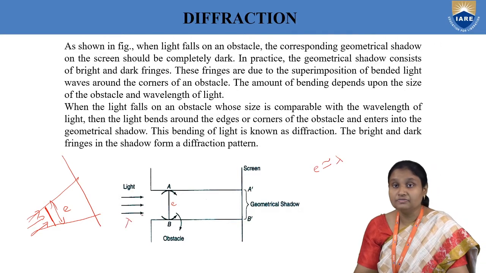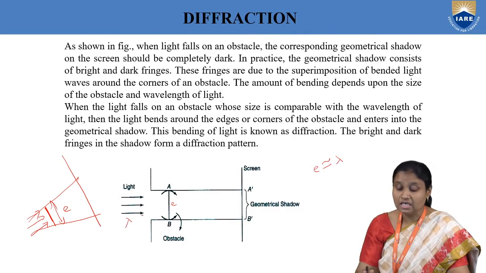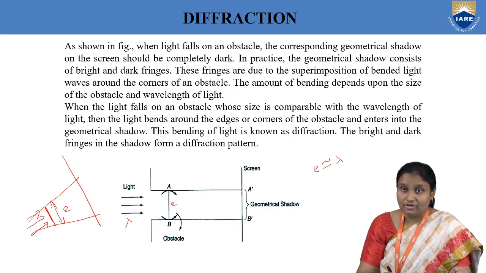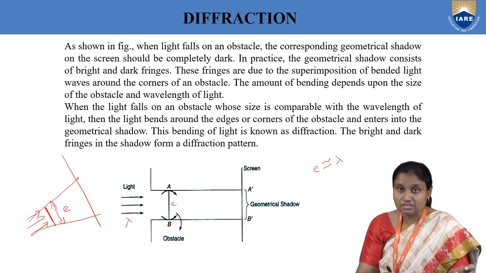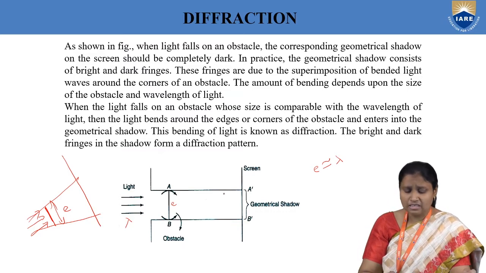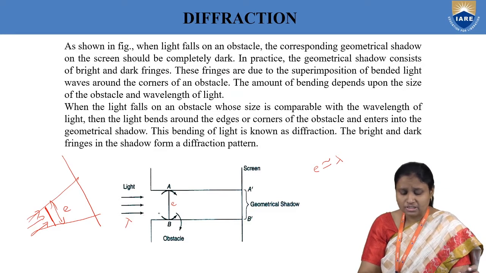If this is our light, and lambda is the wavelength of that light, and the size of the obstacle is comparable with the wavelength of light, then what happens? Diffraction takes place. What do you mean by diffraction? So what you will observe here is, when this light is going through this, we'll consider two cases.